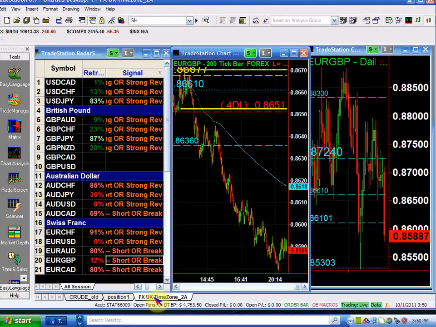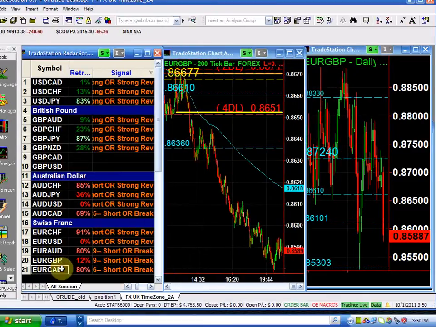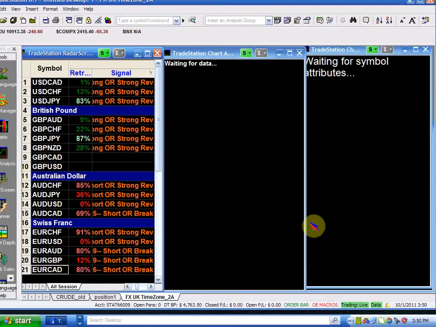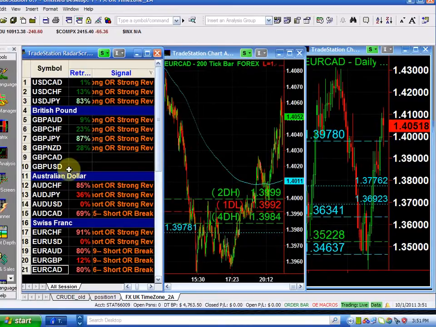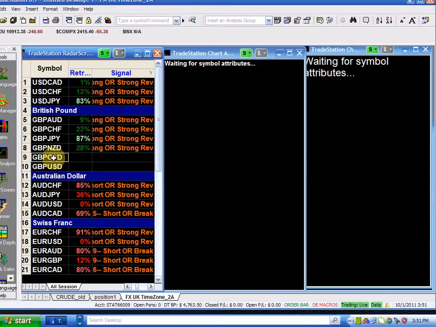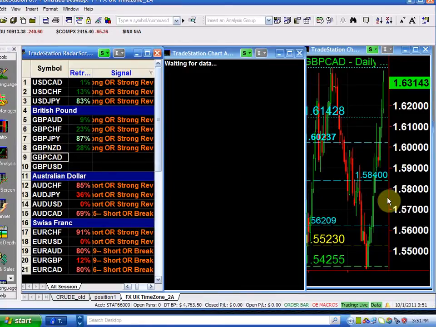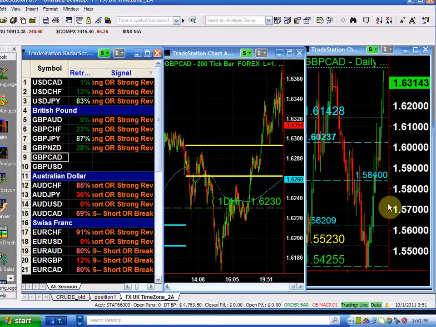So we've got 3 left to go. So I'm going to look now at the Eurocad. So even though the euro is crashing, and I'm sorry, the pound CAD, I'm sorry. Even though the pound is slightly weak, but the Canadian, look at this. This is how you make money in the foreign exchange, by looking at the strong pair.